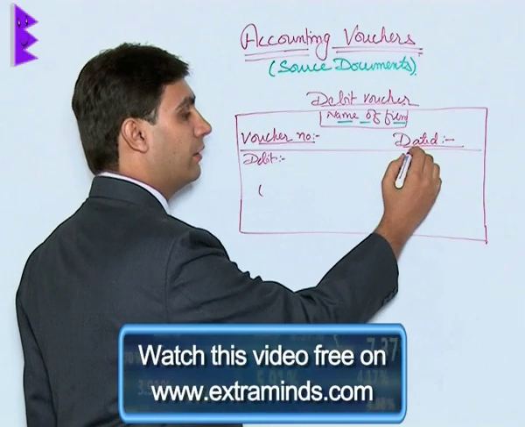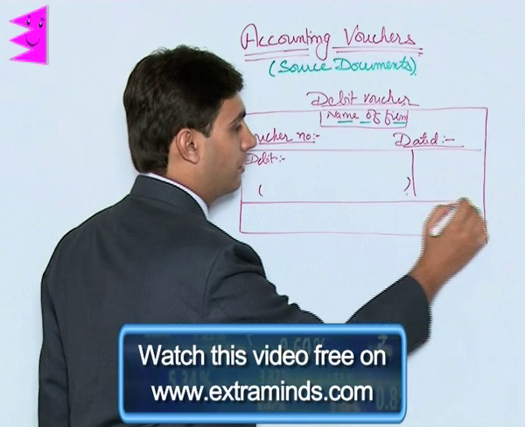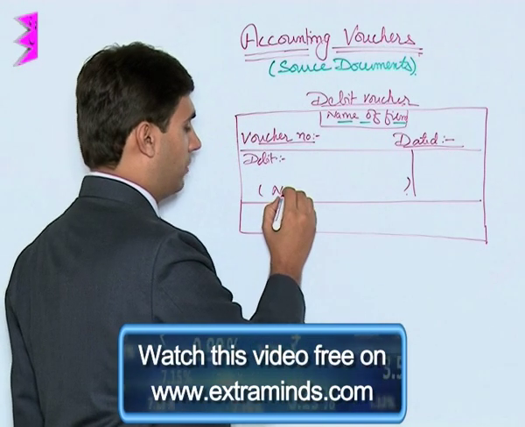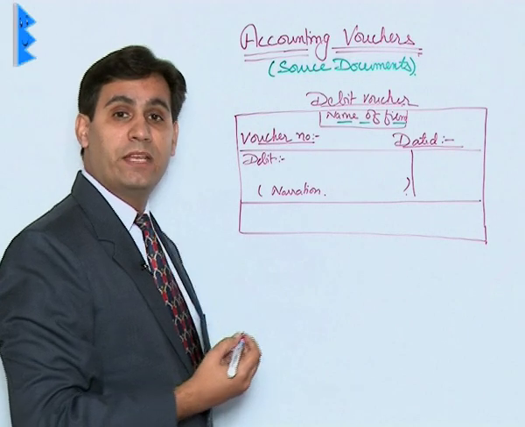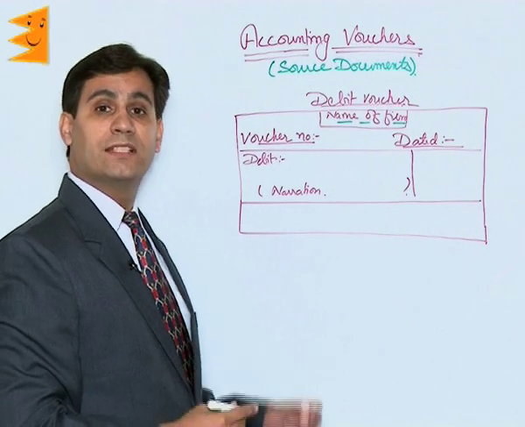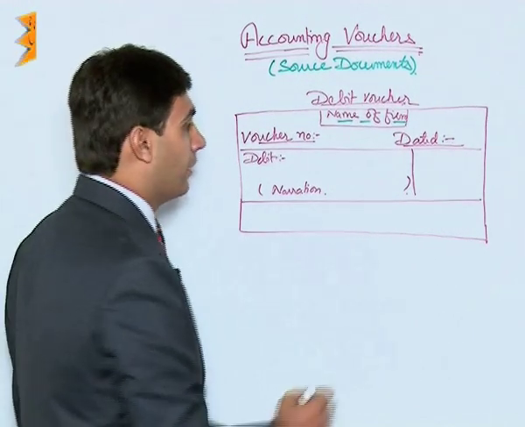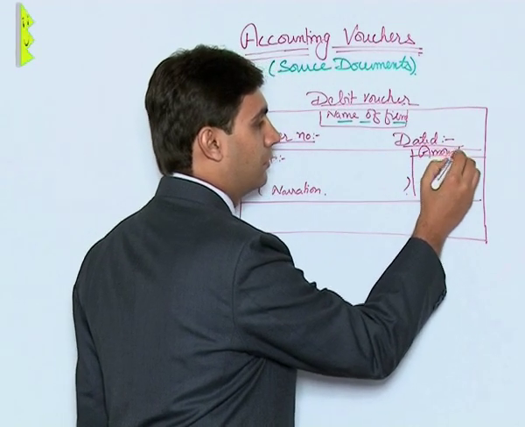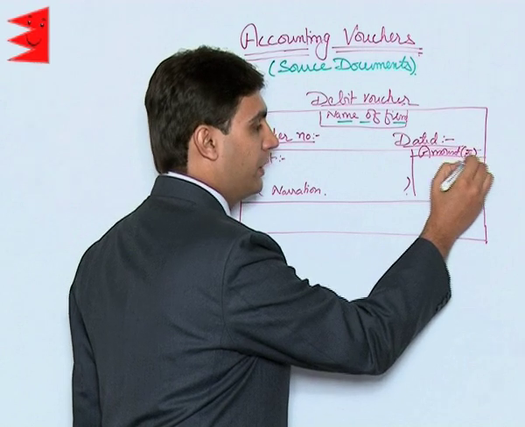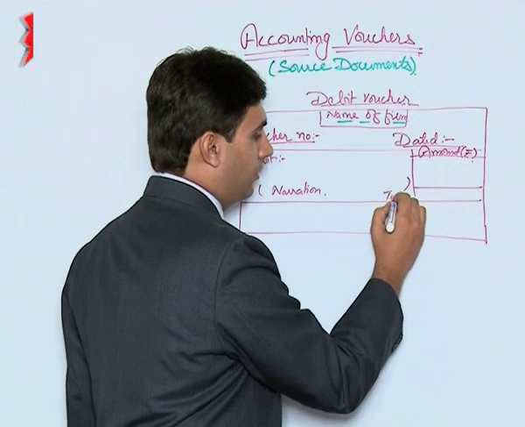With certain narration. This is the narration part. By narration we mean the explanation of that transaction, why this voucher was prepared. Over here we write the amount in rupees and this is the total.